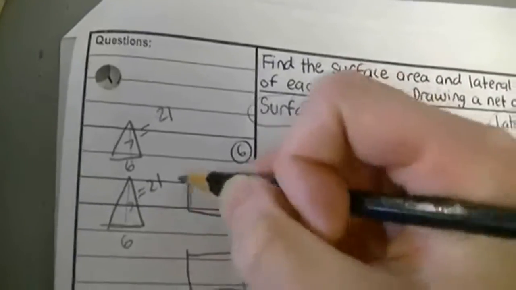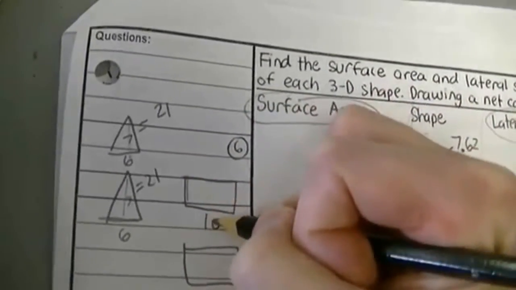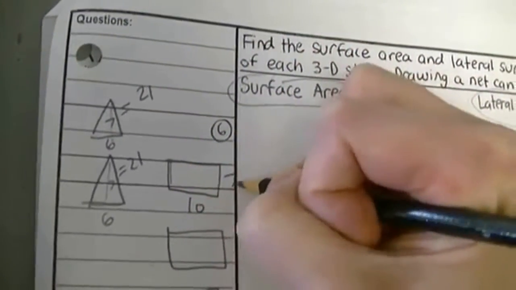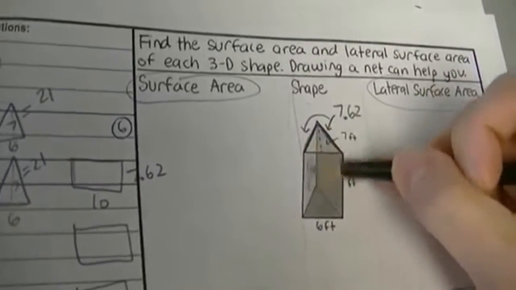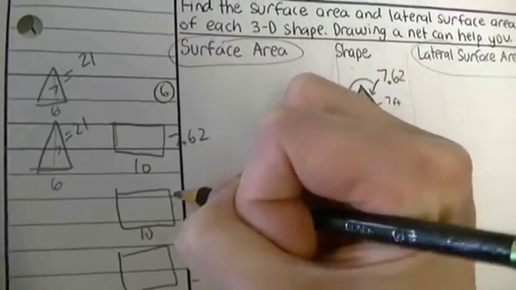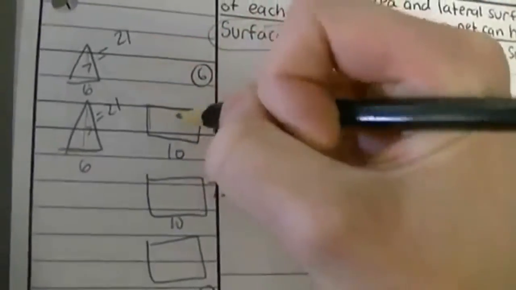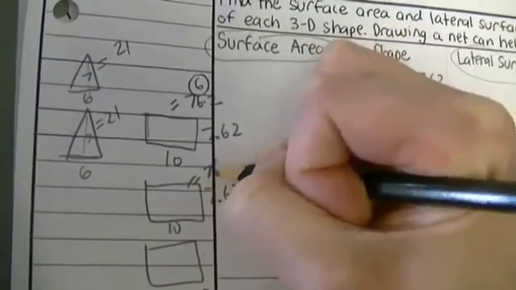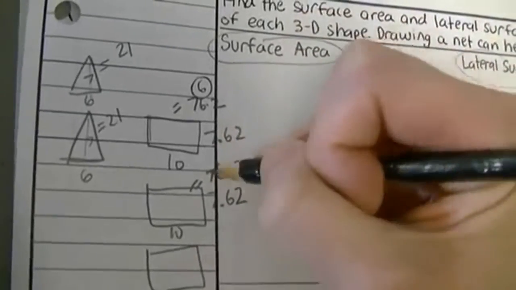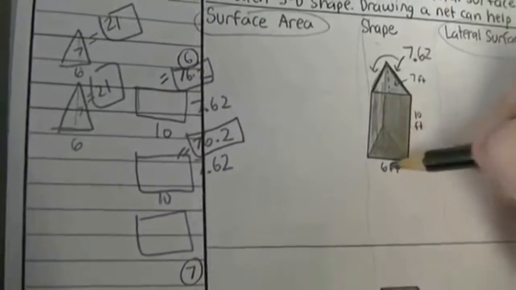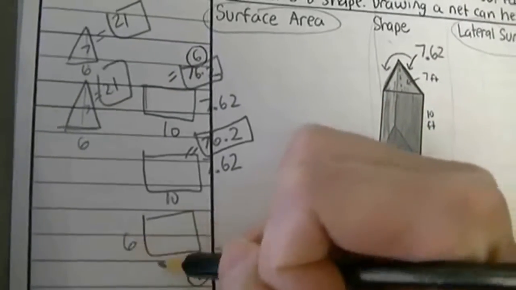Okay, length times width. This one's going to be a 10 by 7.62. Okay, so that was going to be this side right there. And this side over here is 10 by 7.62. Okay, so the area of that is going to be 76.2. Okay, and I should probably put rectangles around it so I know exactly what to add up at the end. Okay, now this one's going to be actually the base, so it's a 10 by 6. And that's 60.